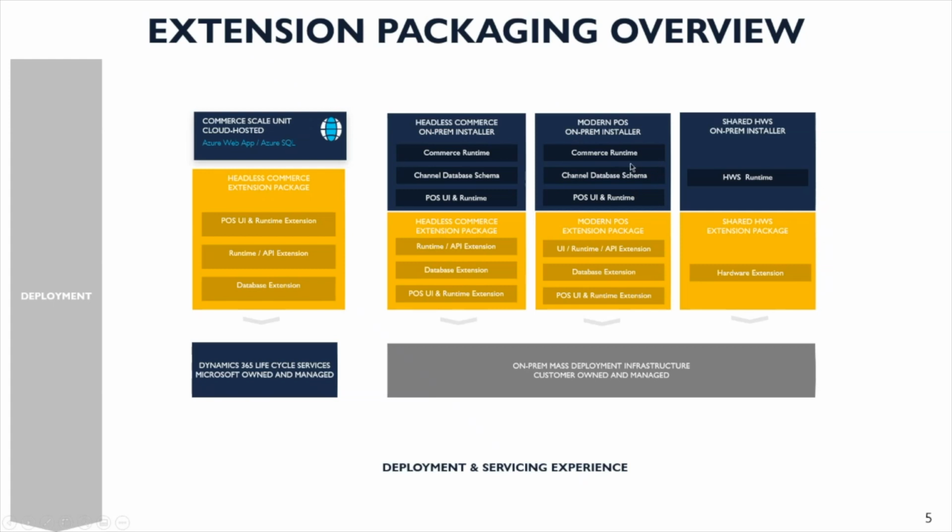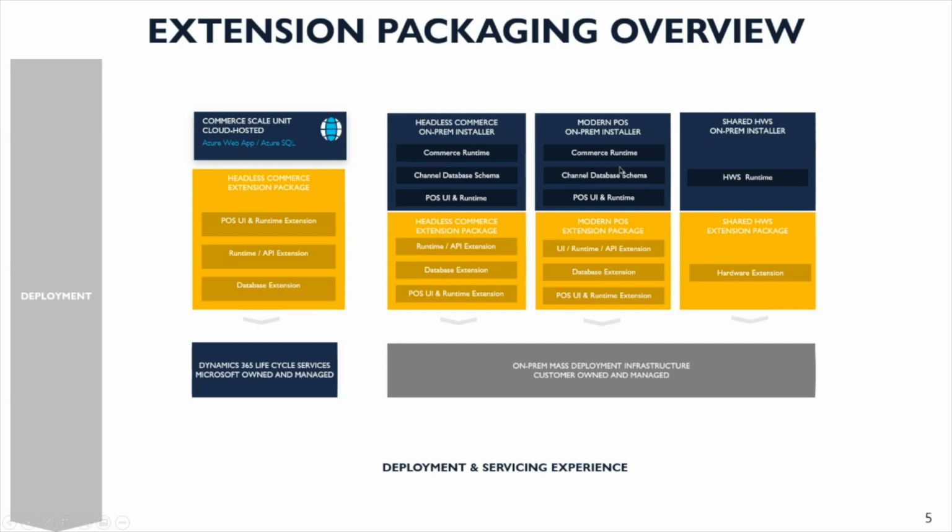So from on-prem, there are three main packages. One is the cloud scale unit self-hosted, as they call it, where instead of cloud, you're going to install it locally. So it will contain your Commerce runtime extension, your database extension, and the API extension. The next slide will do a deep dive on all the different components, but this is the first main on-prem component, where you can do a CSU self-hosted.